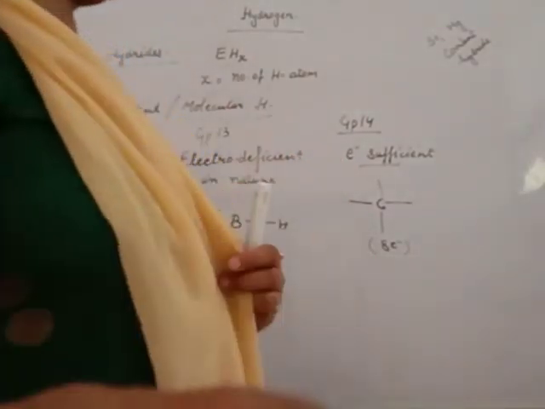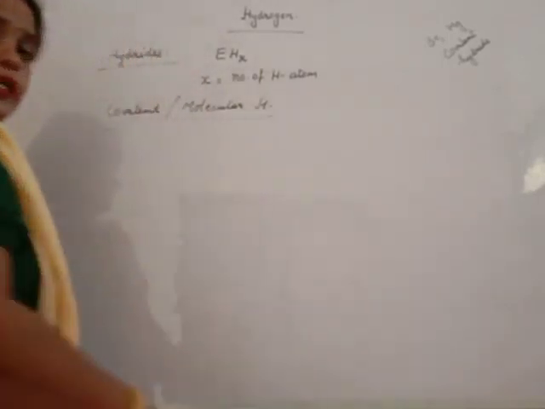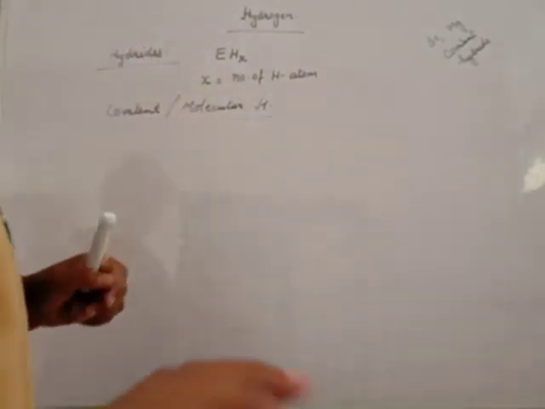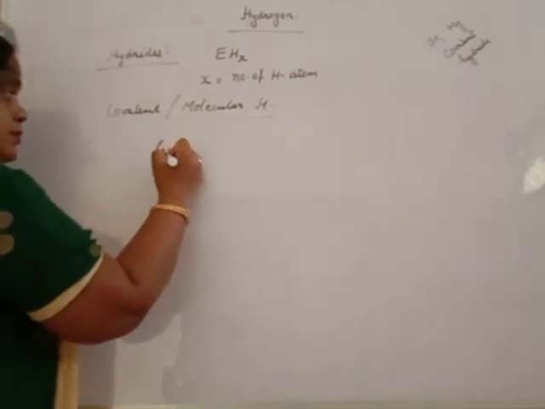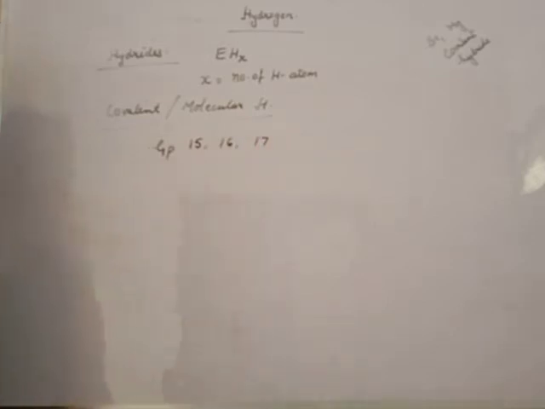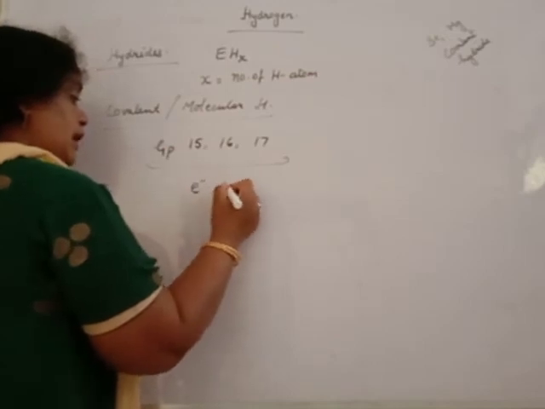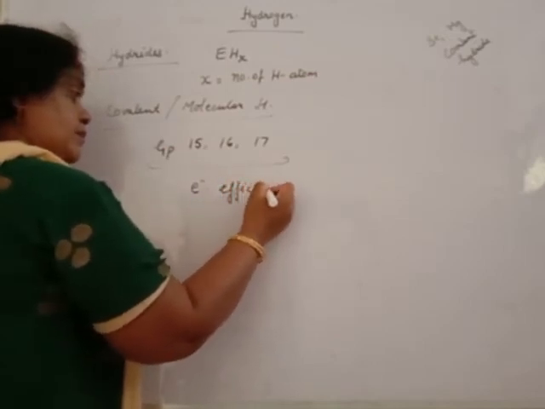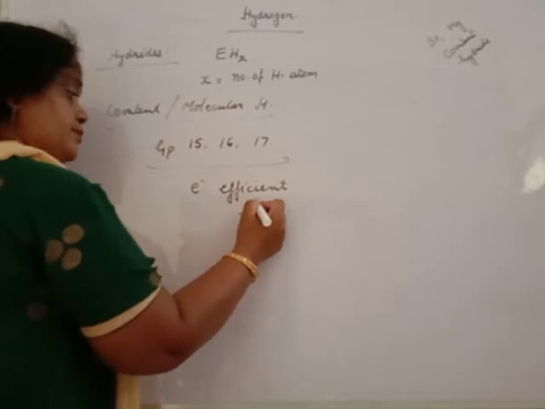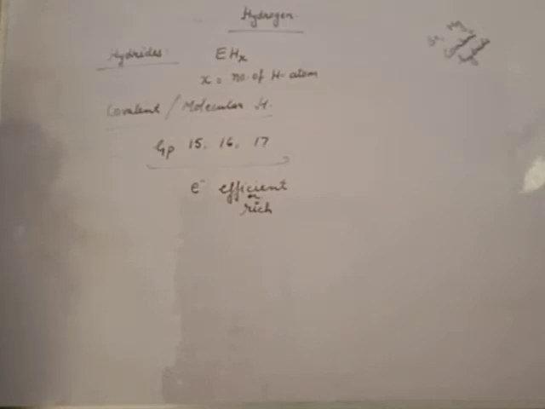And now group 15, 16 and 17. After sharing they complete their octet, but they have lone pairs and the tendency of lone pairs increases. Group 15, 16 and 17 elements form hydrides that are all electron rich, meaning they have more electrons and they have a tendency to lose these electrons.